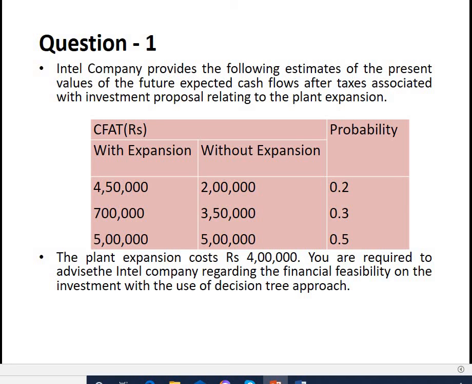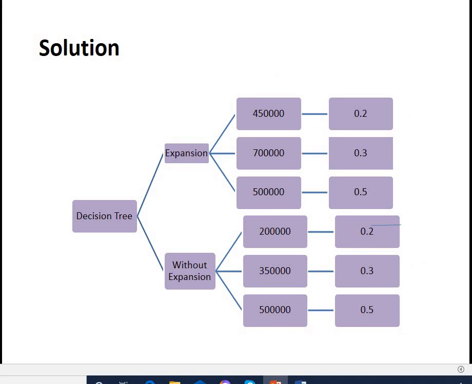We are required to advise the Intel company regarding the financial feasibility, that is, whether to go for expansion or be with the present status, with the use of the decision tree approach. We need to construct a decision tree here, whether to go for expansion or stay with the present condition. There are two main alternatives: one is expansion and another is without expansion.